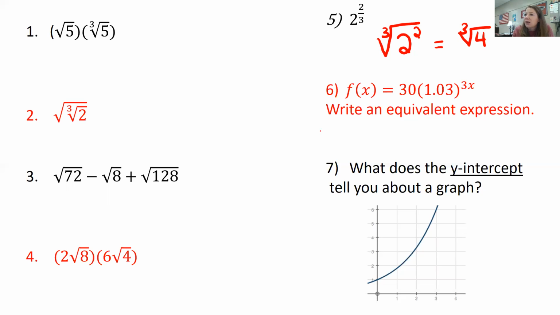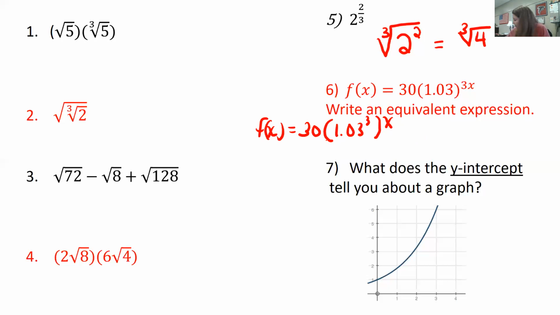Number 6, write an equivalent expression. So basically they want you to recognize that you can go ahead and cube 1.03. So I could rewrite an equivalent expression: 1.03 cubed to the x power. Those are equivalent if I did the function of x. And if I want to go any further, I could go in my calculator and raise 1.03 to the 3rd power. And then that would be what goes in that parentheses.